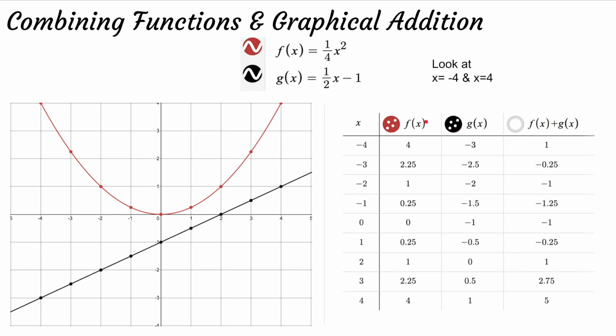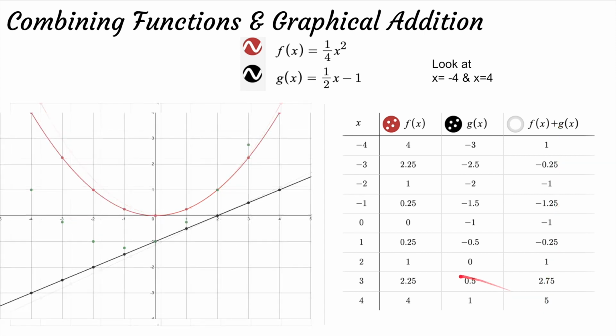Now, if you do f of x plus g of x, you're taking 1/4 x squared plus 1/2 x minus 1, and plugging in -4 for the x, which would give you 1. Now, if you look at 4, you're doing the same thing, but this time plugging in 4, which would give you 4 for the f of x, and 1 for the g of x. So if you just add them together, because it's f of x plus g of x, it would give you 5.